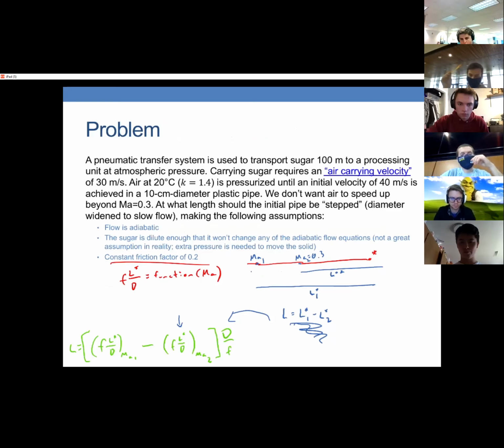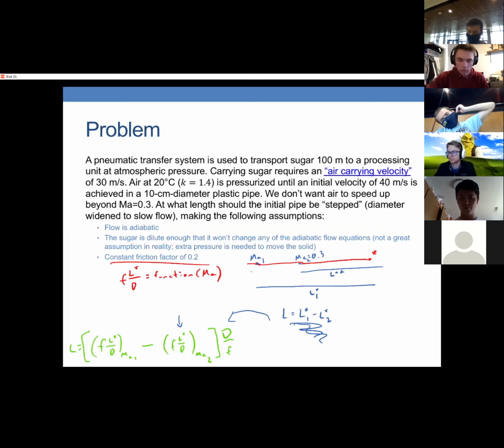Okay, so you wouldn't actually use length star in either of those. No. Well, I guess you could, because you could find F length star over D and then multiply by D and divide by F, and that would be length star. So you could do that.